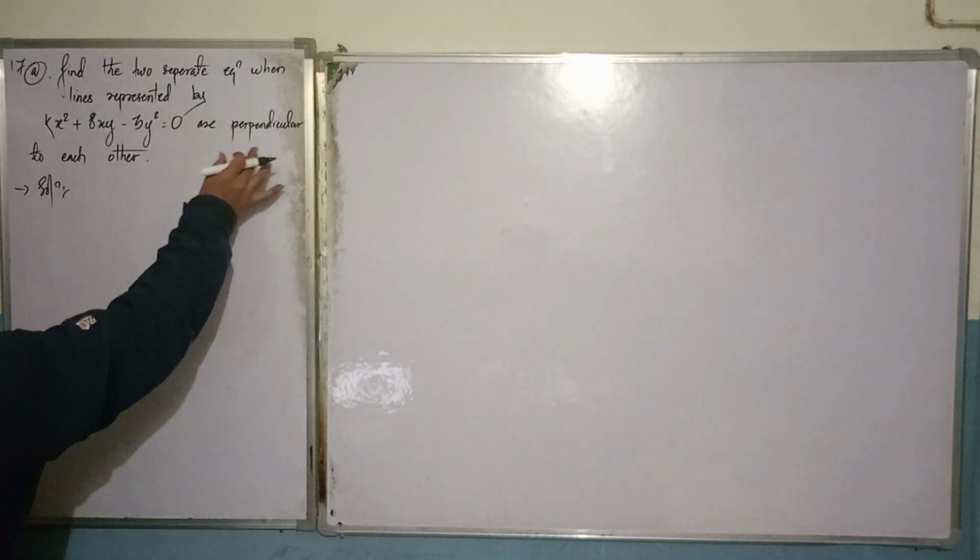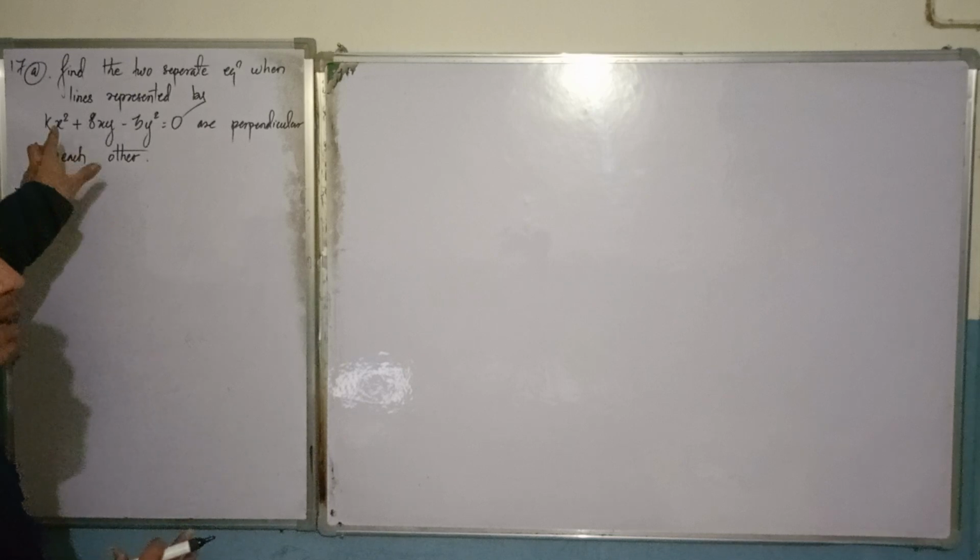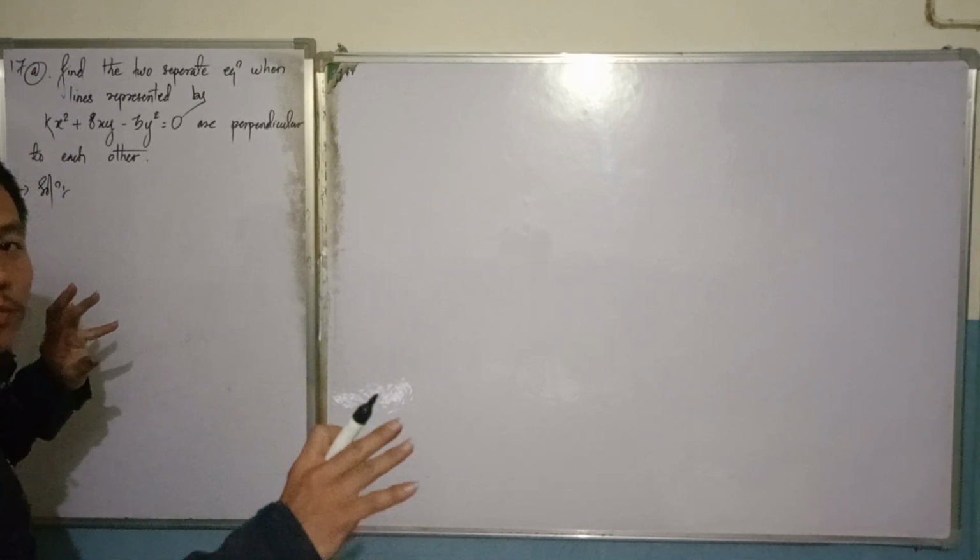So now in 17a, I'm only going to do 17a. In 17a, you have to find the separate equations of the lines represented by kx squared plus 8xy minus 3y squared, if they are perpendicular to each other. Here you can see there is one unknown variable, that is k. You have to find the value of k first, using the given condition that the lines are perpendicular to each other. After finding k, replace it, then factorize and get the separate equations of the lines.